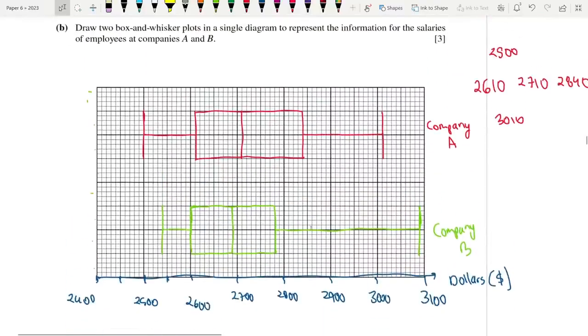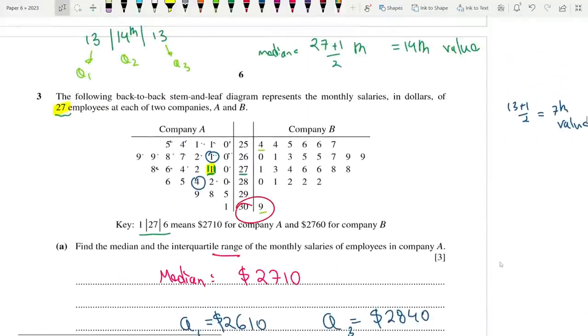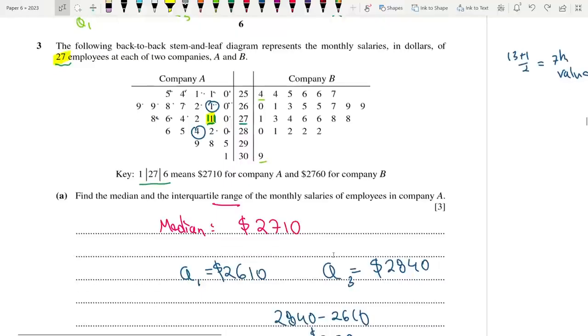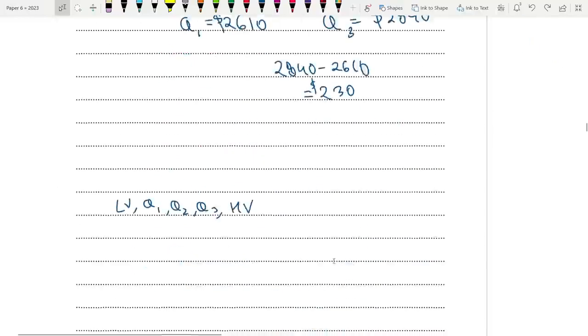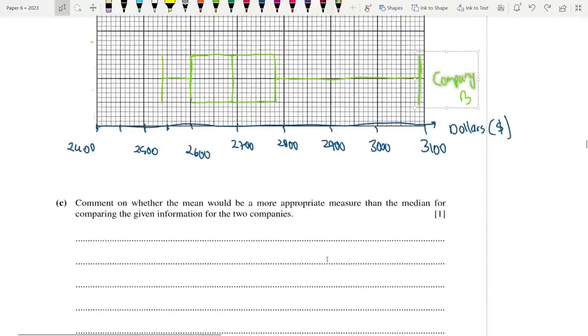So hear me out. Company B clearly has an outlier. What is an outlier? Look at this. One value is over here while all the others are over there. What does that mean? It's abnormally high. It's an anomaly or an outlier. So whenever you have outliers, the mean is overinflated, really high, above the true value. So the mean is less appropriate. We need to explain why.